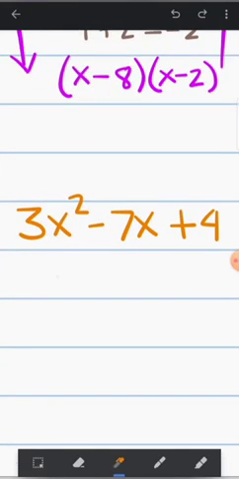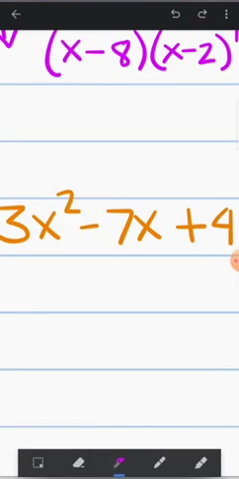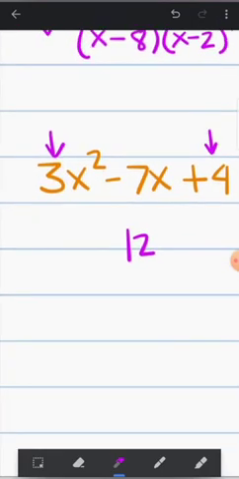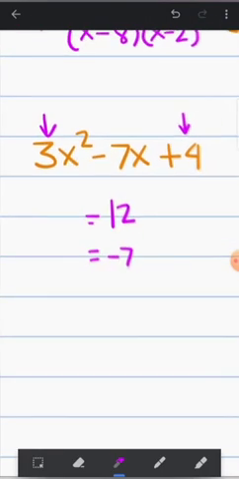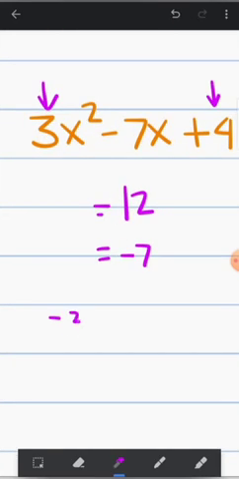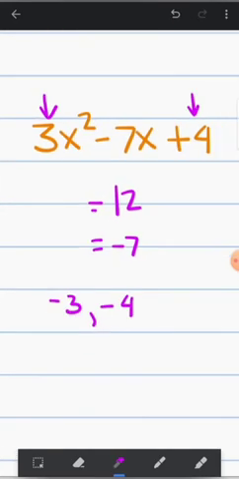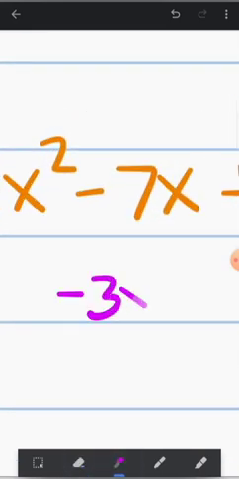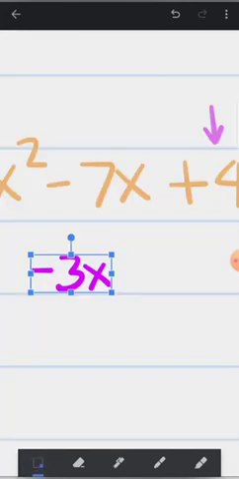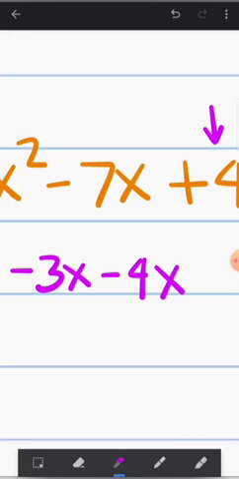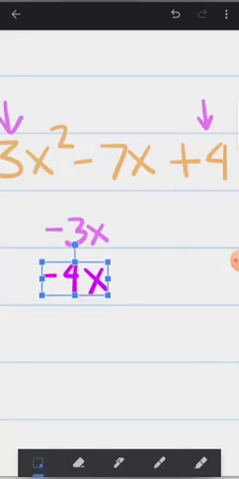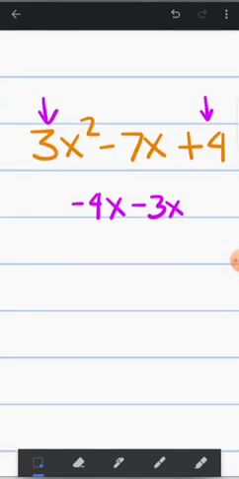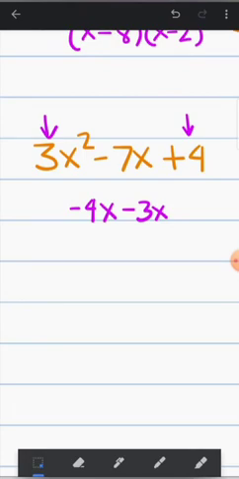So, I need to find two numbers that will give me 12, because 3 and 4 are A and C, and will give me negative 7. So those are negative 3 and negative 4. With that, break it down. I'll break down negative 7x into negative 3x and negative 4x. Or you can also interchange that if you want. It doesn't matter, because as you get the common terms, it will get factored out. So that's alright.